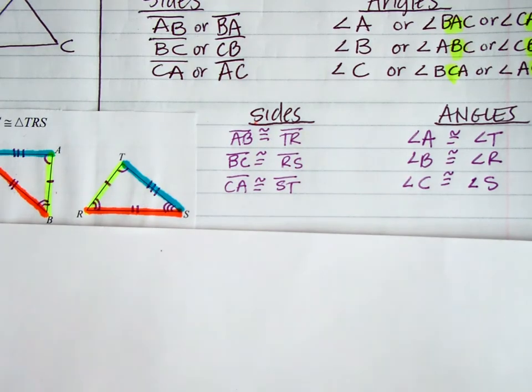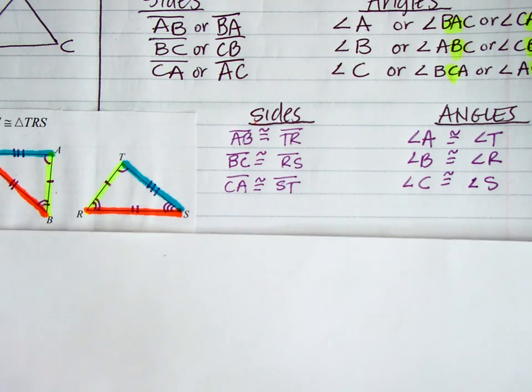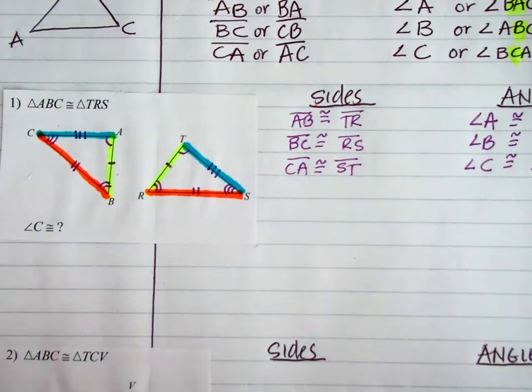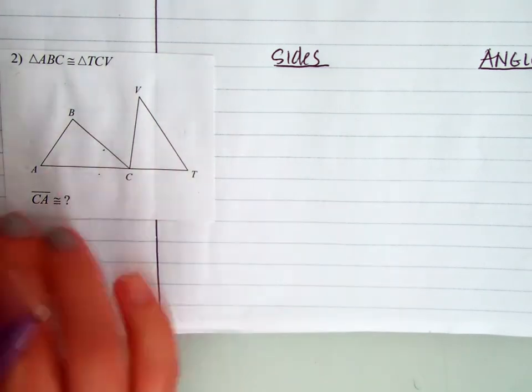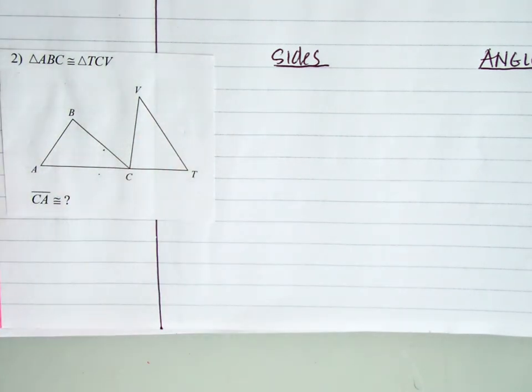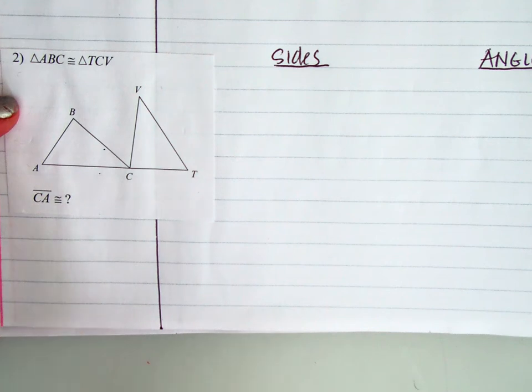All right. Let's try another one. We're going to now look at number 2, and we're going to do the same thing. We want to label everything. We want to mark everything to make sure that we show what matches up with what. So let's get started on that one. Same idea. We're going to go with the angles first and then with the sides.